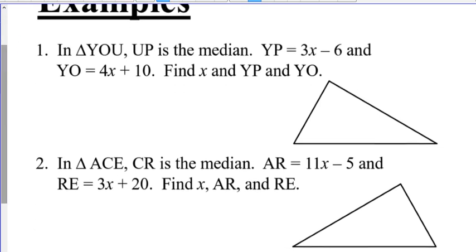Okay, you. Up is the median. So whatever you want to do.